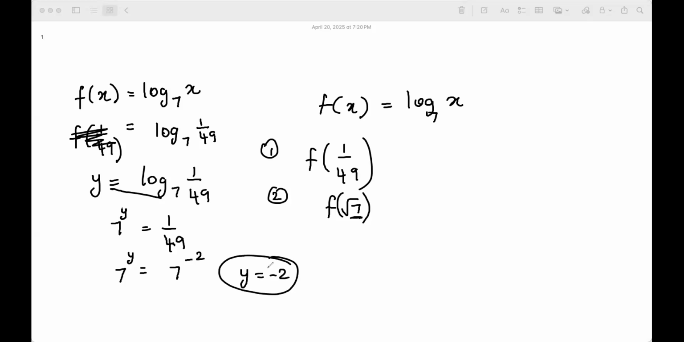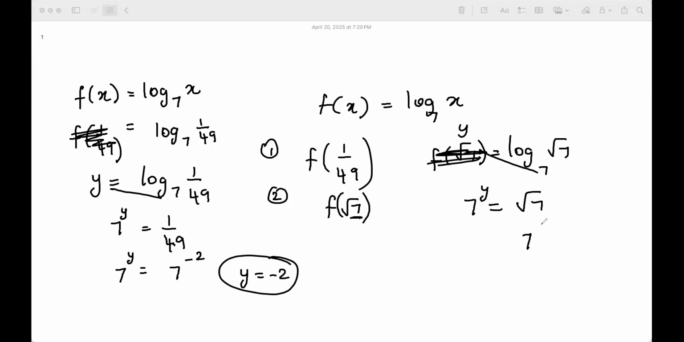You got this? Okay. The second one, when you look at it, I'm going to substitute f of root 7 will be equal to log root 7 base 7. Now, I don't want to maintain this like this. So y is what I need to find out. So again, 7 power of y equal to root 7. Root 7 is 7 power of half, converted to a rational exponent, fraction exponent. So y equal to half. Make sense?